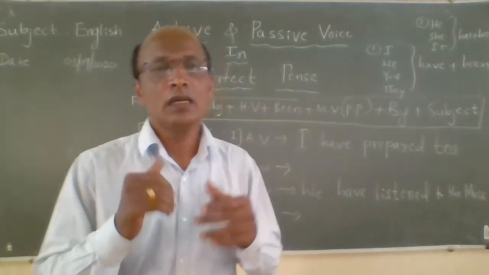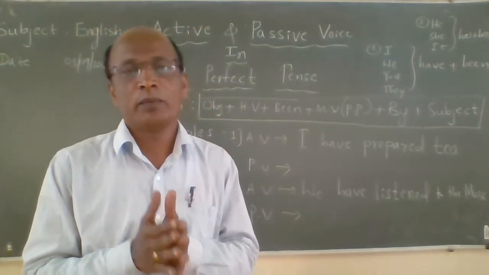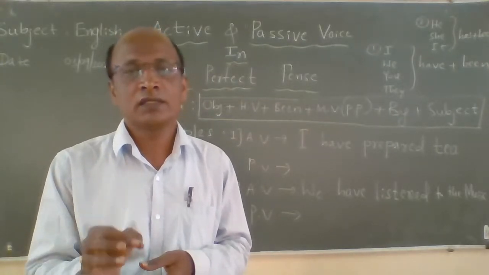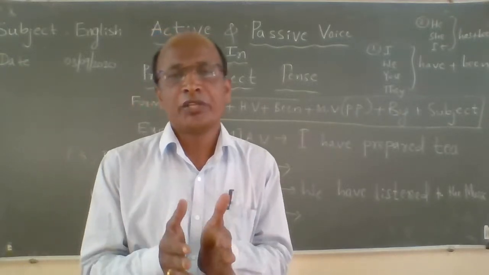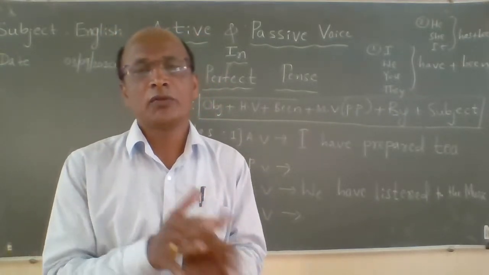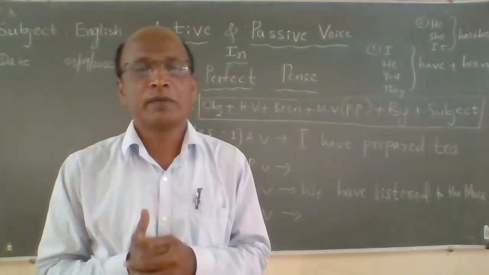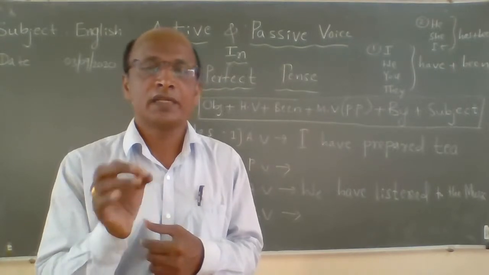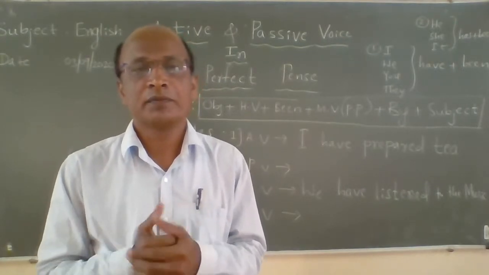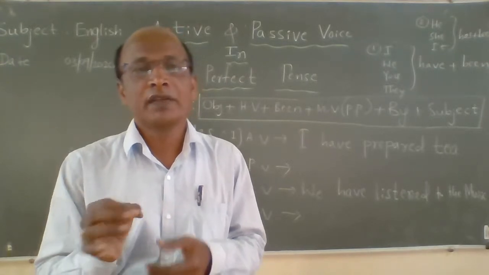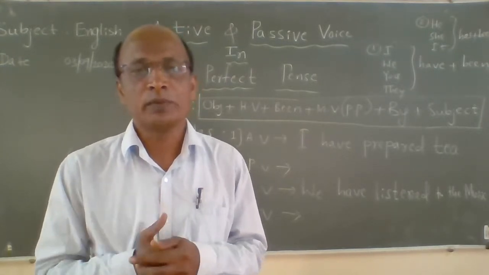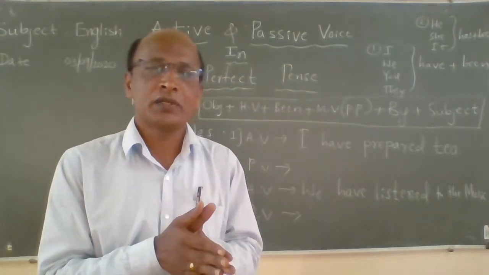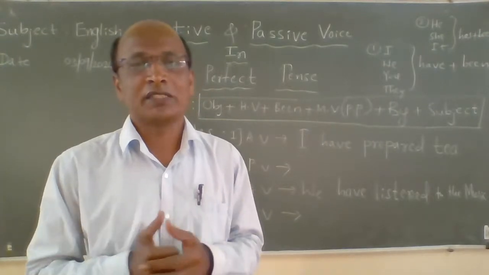Right. Now, let's take a look at active and passive voice in present perfect tense. Present perfect tense. How do you change? Dear children, how do you change from active to passive when it comes to present perfect tense? How many helping verbs does the present perfect tense have? Do you know? The present perfect tense has two important helping verbs. One, has. Two, have.